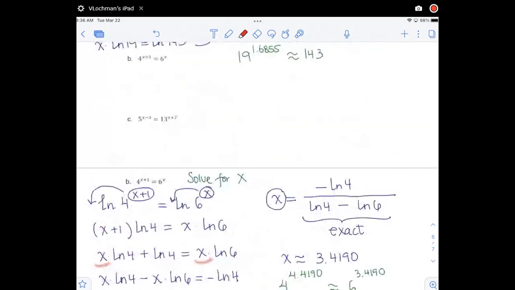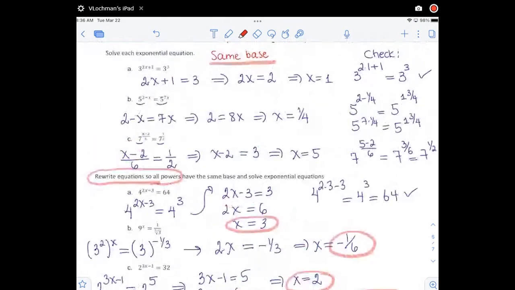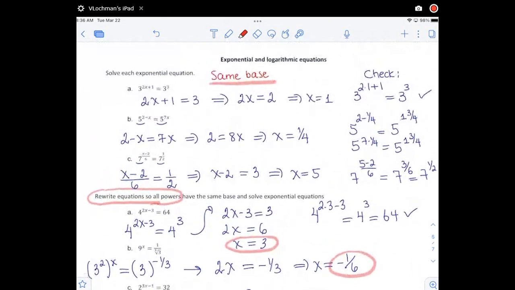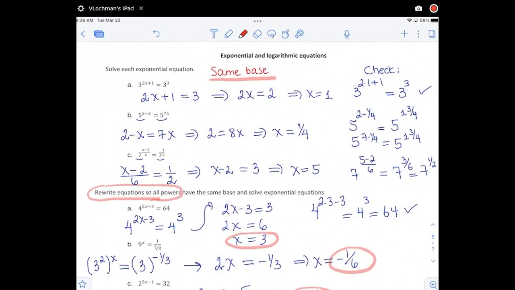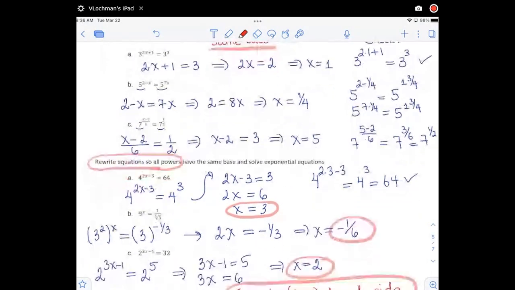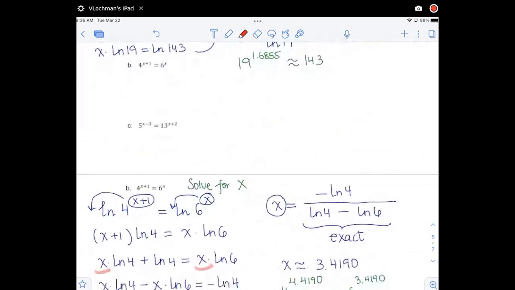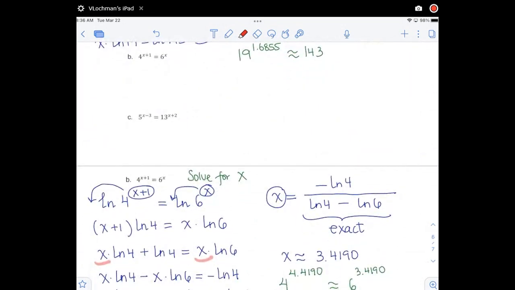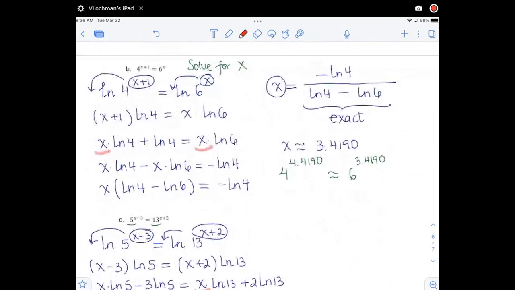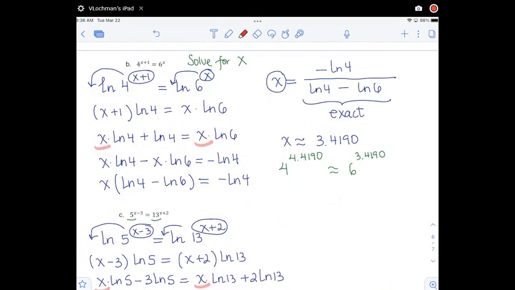Okay, so let's go ahead and take a look at what we've done here. We talked about exponential equations with the same base. That's our easy case, right? Then the second case is if we have to rewrite equations to make them have the same base. And then the last one where we don't have the same base and there's not much we can do to make it. In this case, we're going to take log or natural log of each side, and then we do some algebraic manipulations to solve for x.